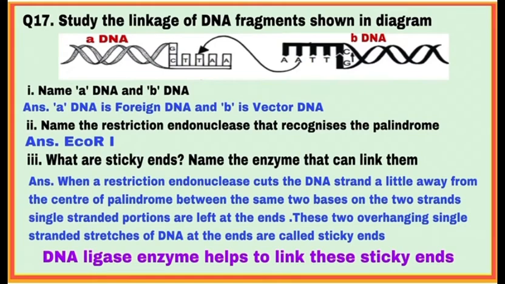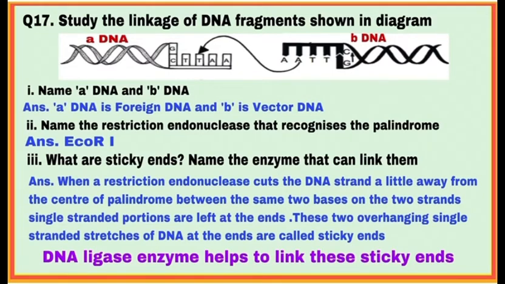Question 17. Study the linkage of DNA fragments shown in the figure and answer. Part 1. Name a DNA and b DNA. A DNA is foreign DNA and b DNA is a vector DNA. Part 2. Name the restriction endonuclease that recognizes the palindrome. The restriction endonuclease used is EcoR1. Part 3. What are sticky ends? Name the enzyme that links them.